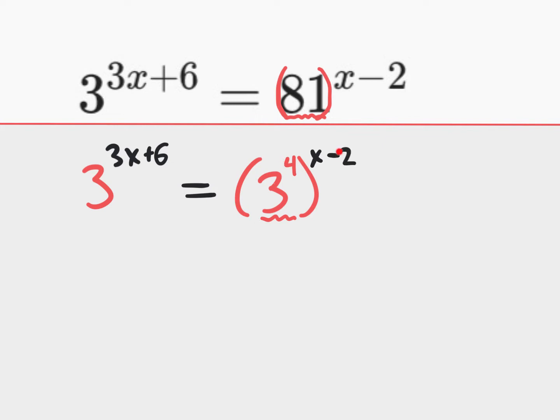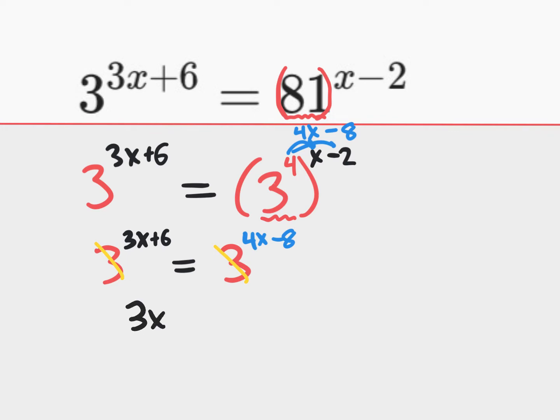So what I really have is a power to a power, and we all should know with the rules of exponents, with the power to a power you multiply. So I need to multiply 4 times x, that'll give me 4x, and 4 times negative 2, that'll give me a negative 8. So here's my new equation. I have 3 to the 3x plus 6 power equals the base 3 to the 4x minus 8 power. Now that we have the same base on both sides of the equation, we could eliminate those bases, and we will have a simple regular algebra 1 equation. 3x plus 6 equals 4x minus 8.